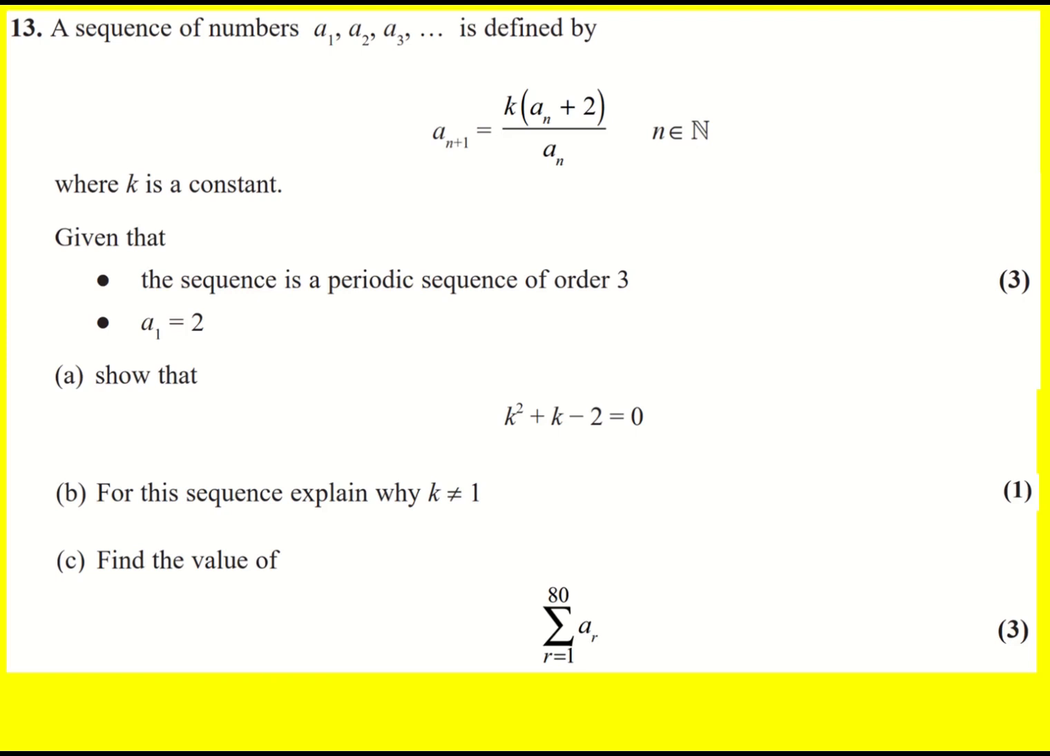We're given this recurrence relation. K is a constant. The sequence is periodic of order 3. That means it repeats every 3. And A1 is equal to 2. The first term is 2.